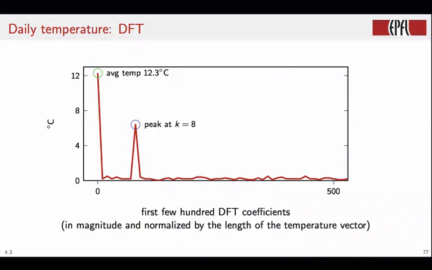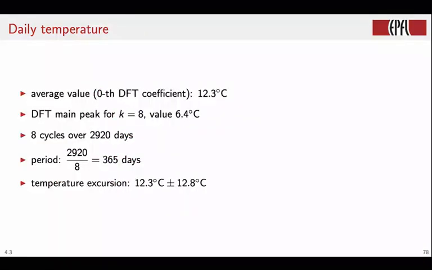So if we sum up what we learned from the DFT about the temperature signal, we know that the average value of the temperature is the 0th DFT coefficient normalized, so 12.3 degrees Celsius. The main peak is at k equal to 8 for a value of 6.4 degrees. What that means is there are 8 cycles of the temperature signal over the entire duration of our data set, which is 2920 days. And so the period is 2920 divided by 8, which happens to be 365 days. So indeed the temperature has a yearly periodicity, as we all know very well.